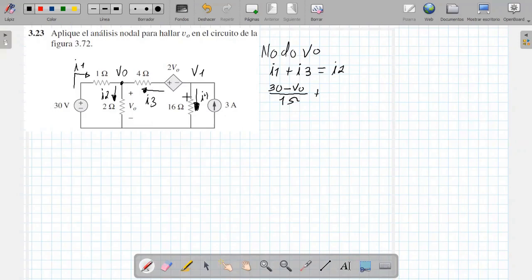So I3 is the voltage V1 plus the dependent source, which is twice the V sub 0, minus V sub 0, because this is the one that opposes all this. All this over the resistance is the current I3. That's going to be equal to the current I2. The current I2 will be the node V sub 0 over the resistance. Okay. So if I start separating, I have 30 over 1.